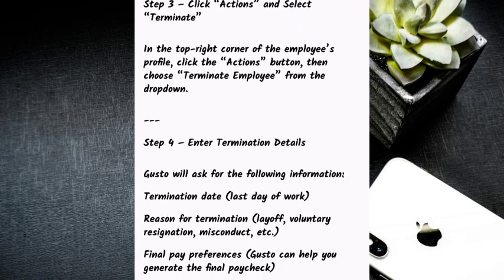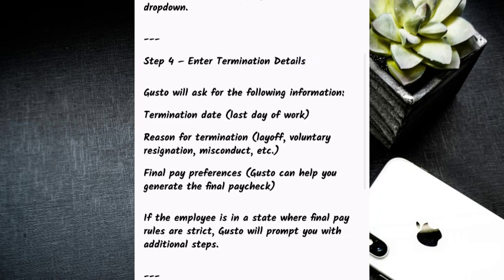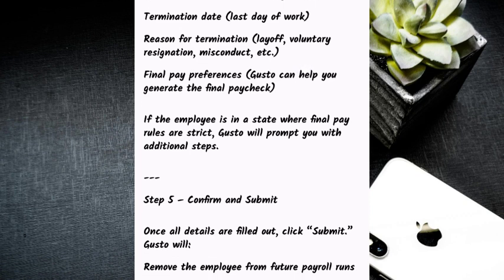Now, Gusto will ask you for the following information. It's going to ask for termination dates, reasons for termination, as well as final pay preferences. Now, if the employee is in a state where final pay rules are strict, Gusto will prompt you with additional steps. The fifth step is to confirm and submit.